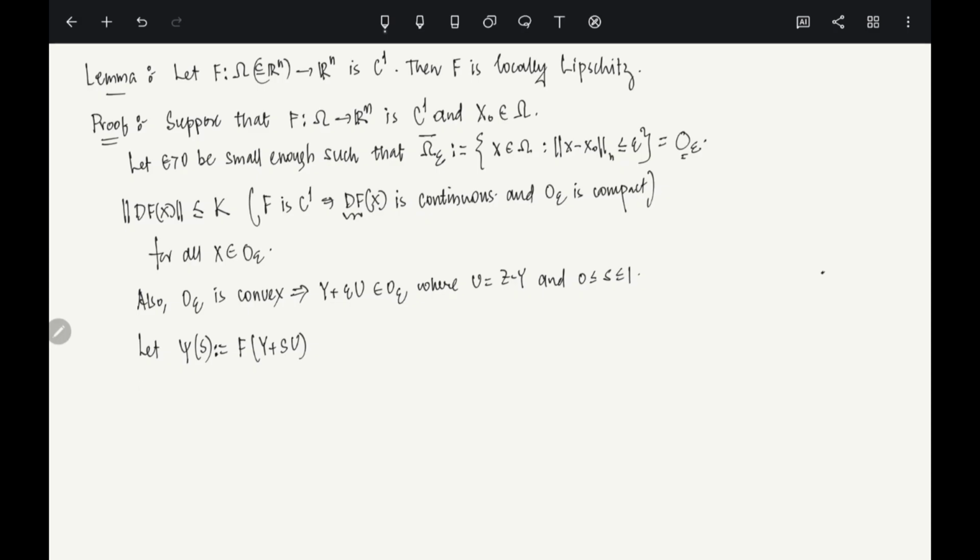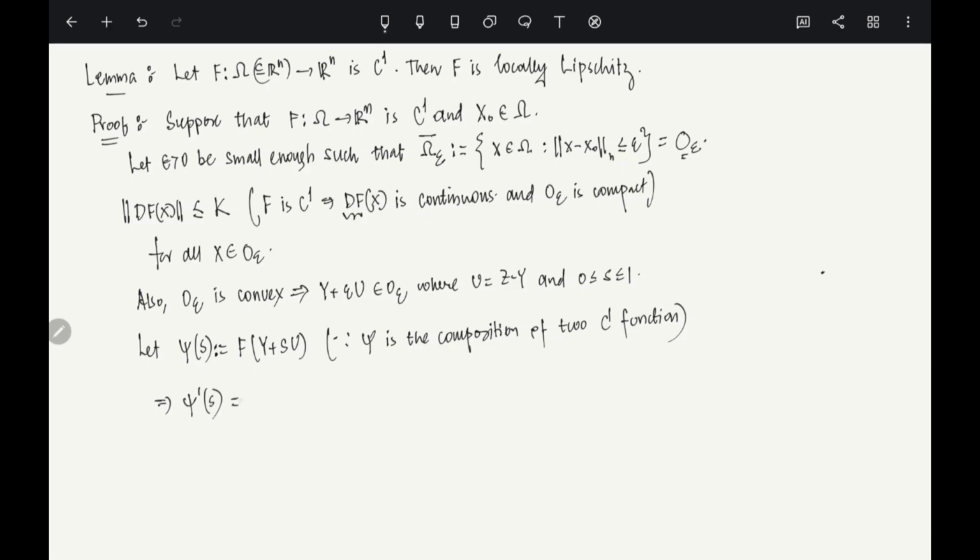Then you see, inside this, this function as a function of s is differentiable. Of course, this is a linear function, so it is differentiable as a function of s. And capital F is a C1 function, so that is also continuously differentiable. So phi is the composition of two C1 functions. Since it is a composition, you can talk about the chain rule.